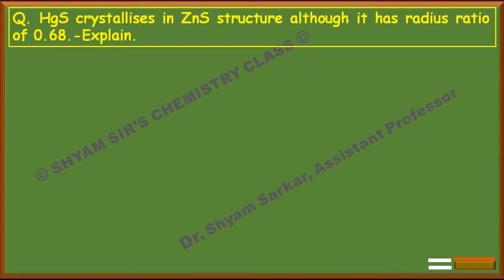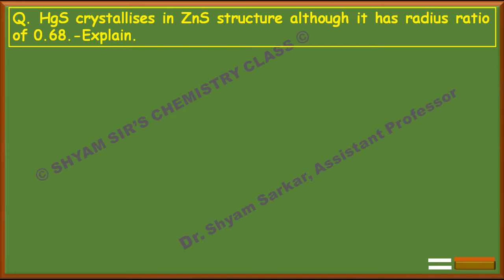Now, if you see this question, this is a very important question, it comes in the university exam. Here they asked: HgS crystallizes in ZnS structure although it has the radius ratio of 0.68, explain. So you have to explain this kind of problem. Here, see HgS, it has the radius ratio 0.68, still it crystallizes in the ZnS structure. It should not be ZnS structure.